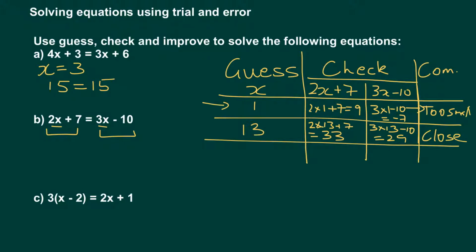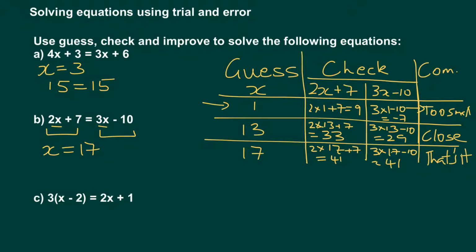So why don't we try something like 17? See if that works. So we have 2 times 17, which is 34, plus 7 gives us 41. Then we have 3 times 17, which is 51, minus 10 equals 41. There you go. That's it. We have our answer. So x in this case is simply 17.